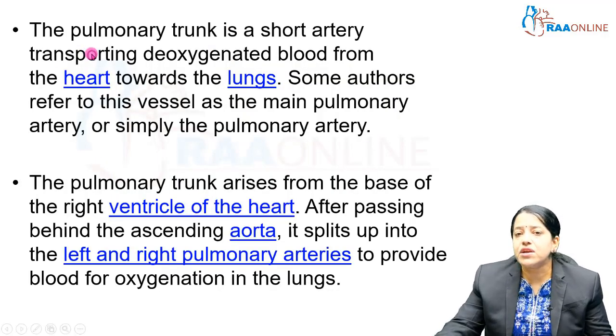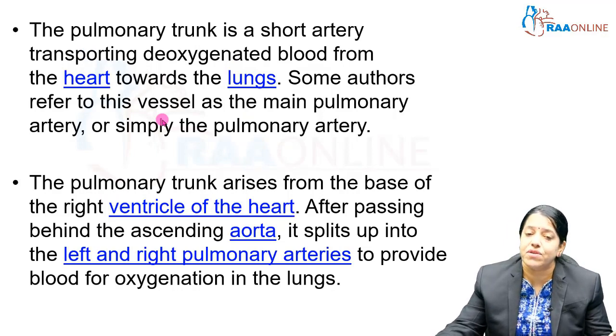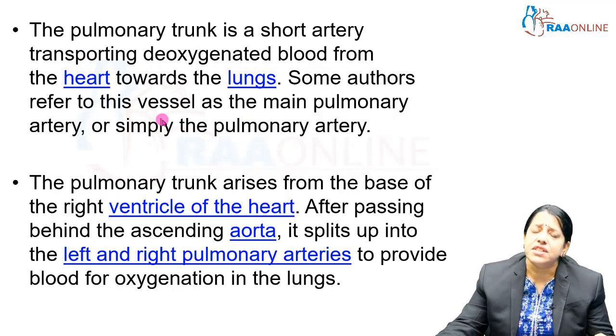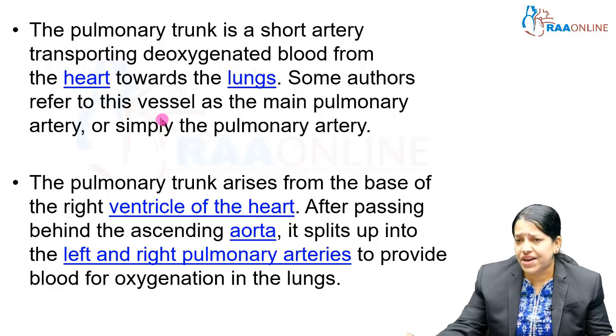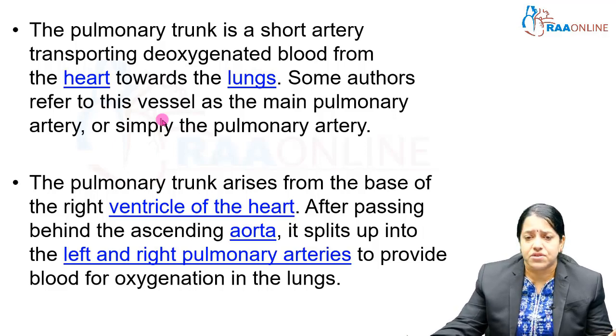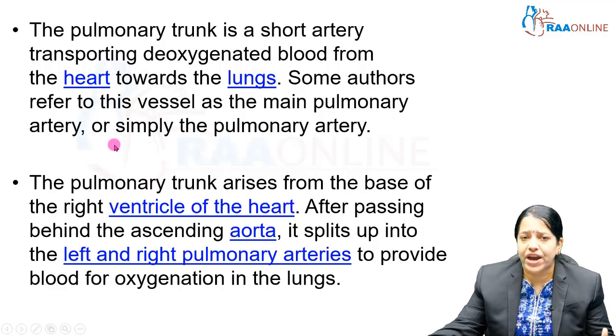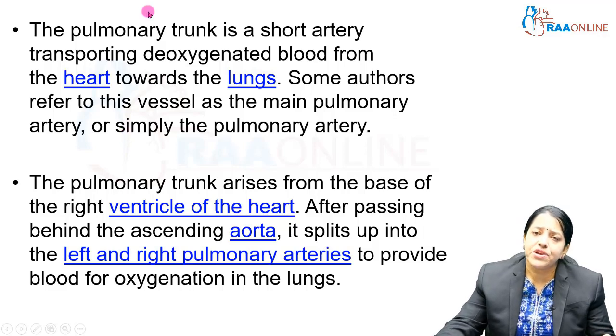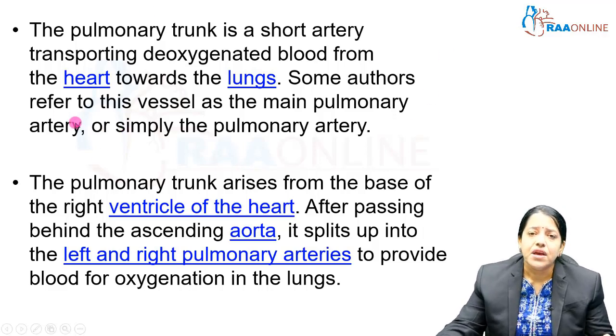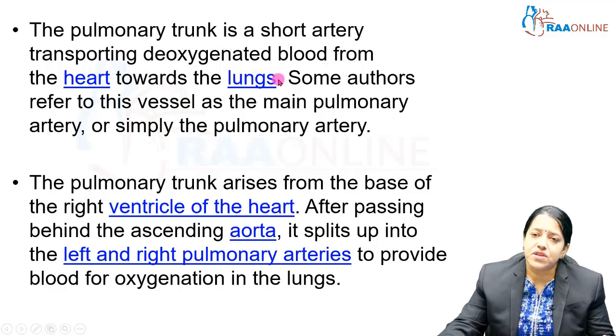Okay, now let's come to this. For the pulmonary trunk, we can ask a lot of questions. First of all, you have to identify the structure. Then the tag question can be where it is arising from, where it is ending, or where it is carrying the blood. The pulmonary trunk is a short artery. It is transporting deoxygenated blood from the heart, that is from the right ventricle, towards the lungs.